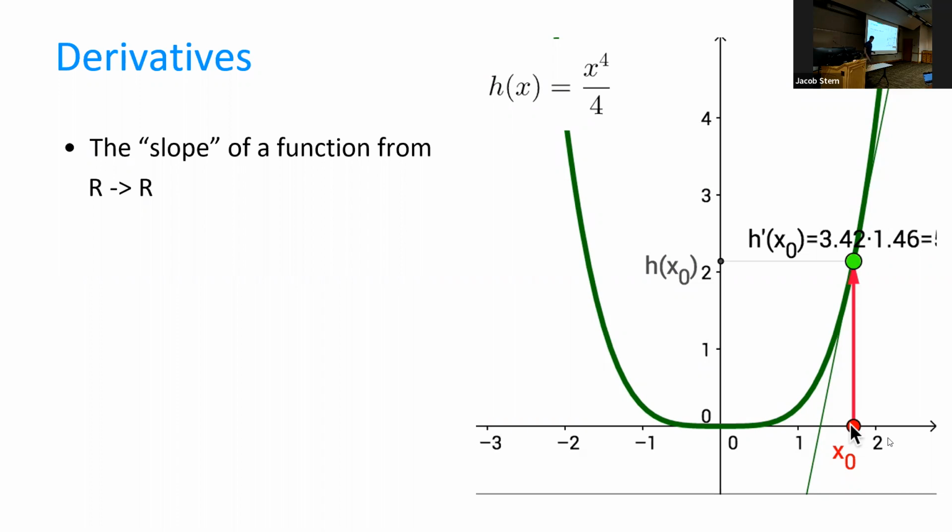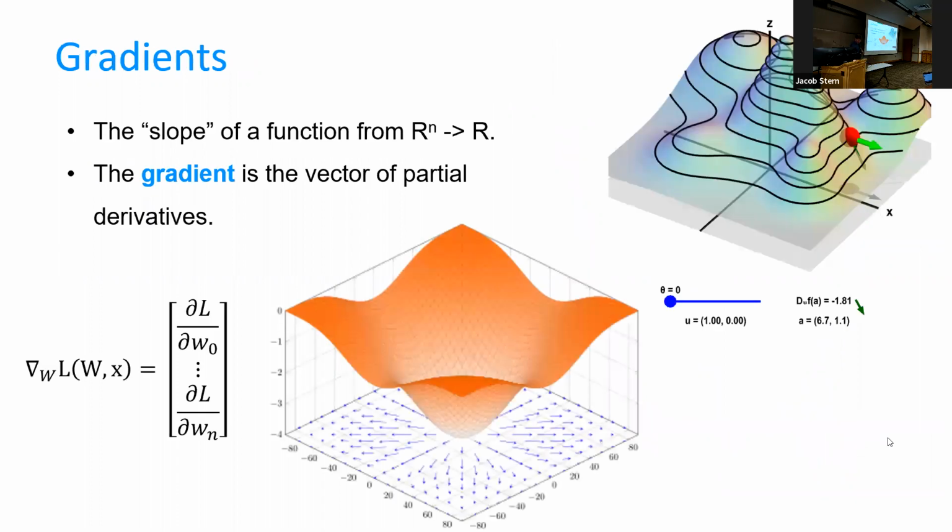However, in deep learning, we're usually dealing with functions that go from R^n to R. So instead of having one x-axis, we basically have n x-axes. Here we just have 2, so this is just R^2 to R. But you can imagine, or maybe you can't, because it's hard to imagine more than 3 dimensions, that you could have more axes that represent other inputs to your neural network.